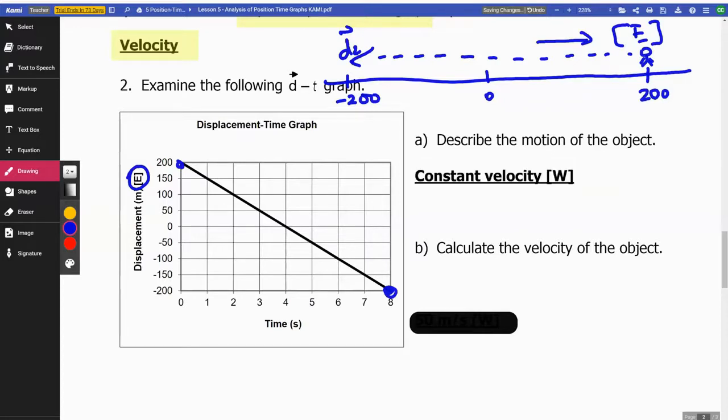So the answer that you should write down is that it is traveling at a constant velocity west. Remember the half and half thing, right? I said you have to write, is it stationary? Is it constant velocity or is it accelerating or decelerating? And then the direction.